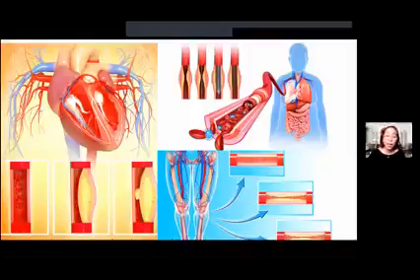So if this blockage happens in your coronary artery, the artery in your heart, that would cause a heart attack. If this blockage happens in your carotid artery, the one here, it would cause stroke. If it happens in your kidneys, it will cause kidney failure. So what does the omega-3 or the Arctic Sea do? It slowly removes the inflammation.